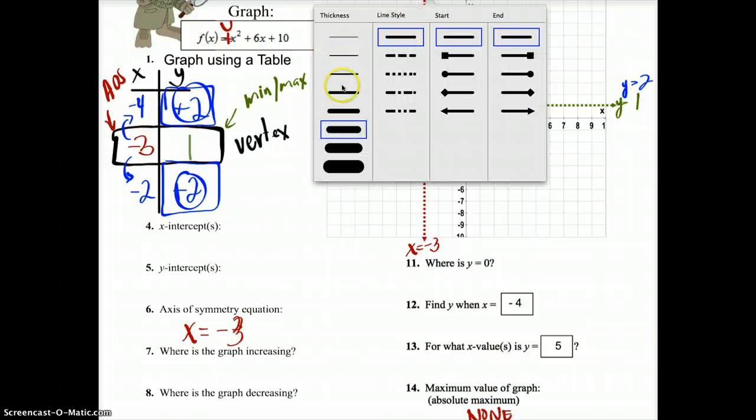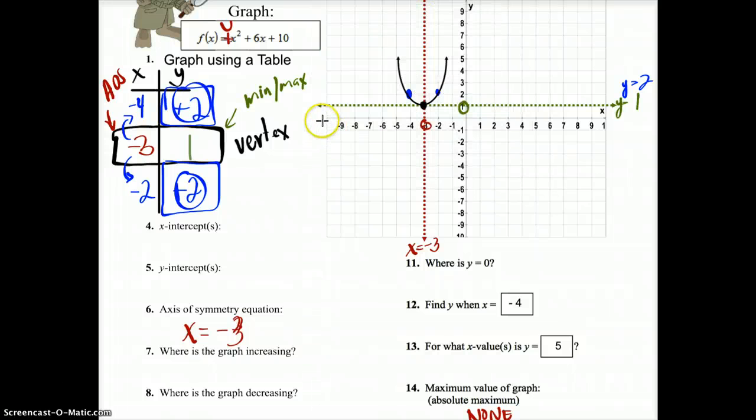Let me make this a little smaller. I'm looking for where does it cross this line, and this right here never touches this line. So x-intercepts, I'm gonna say none. Okay, you can also write no solution.